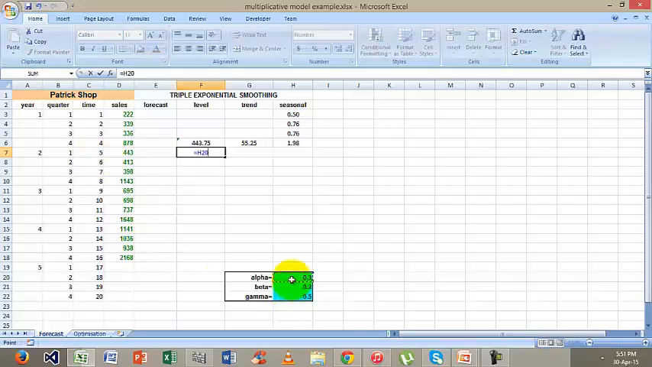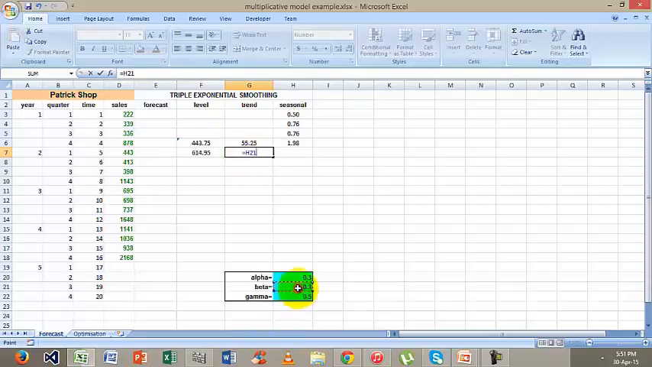This will be equal to alpha multiplied by the actual sales at time 5 divided by the seasonal data at time 1, plus 1 minus alpha multiplied by level at time 4 plus trend at time 4. Here we have to fix our parameters.